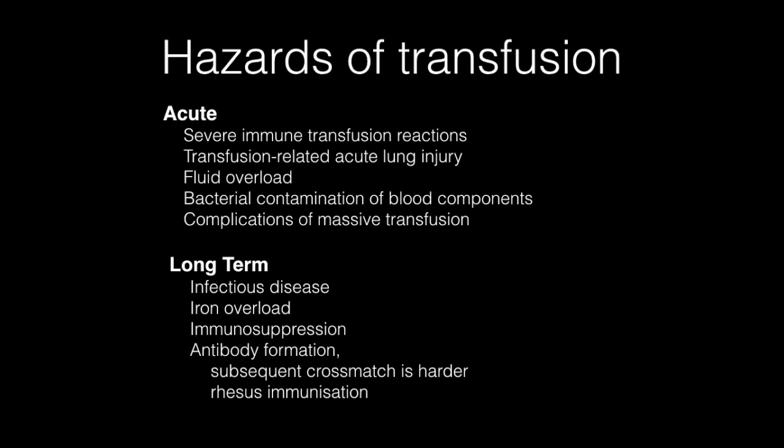Although we cross-match blood for the major AB groups, there are literally thousands of other minor antigens present in blood, which the immune system will develop antibodies to. This can make it harder and harder to cross-match someone in the future as they have more antibodies.